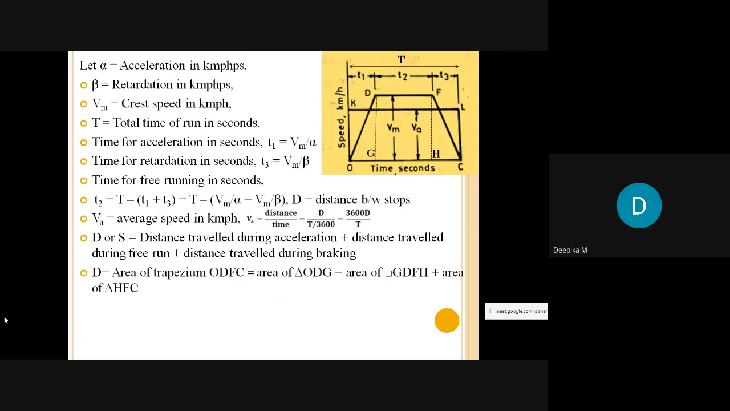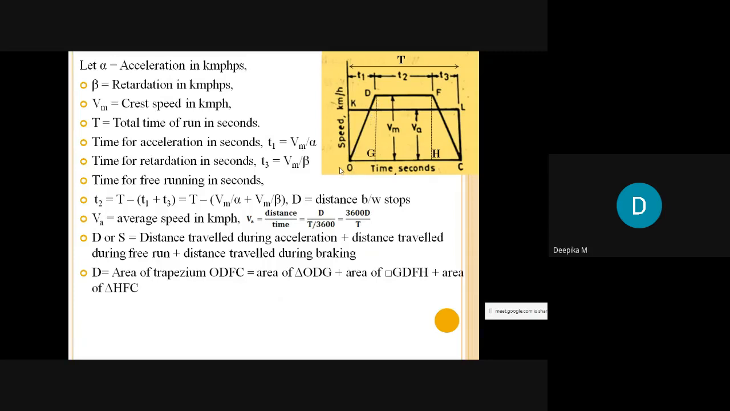So what is actually the area under that curve? The area under that curve is nothing but the area under the trapezium, which is the total distance between the two stations. So I can reduce this trapezium into three parts. You can see here I can reduce this trapezium into three parts.